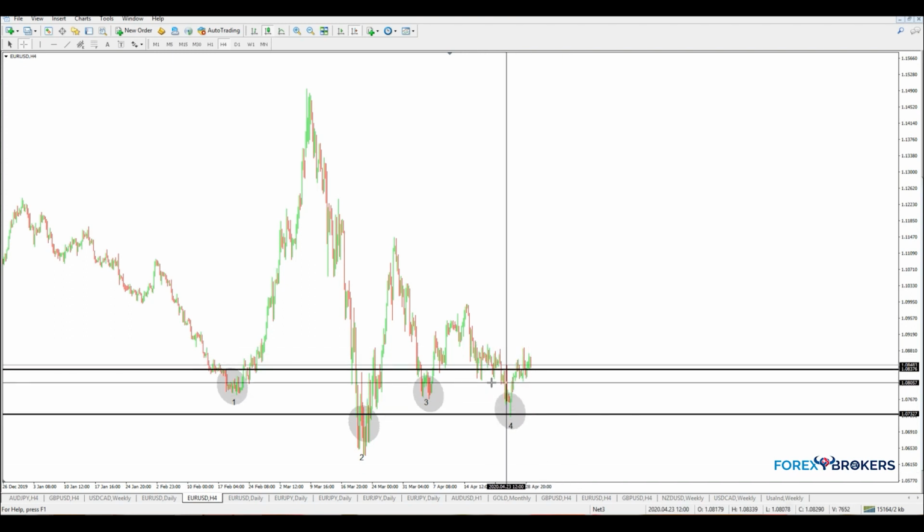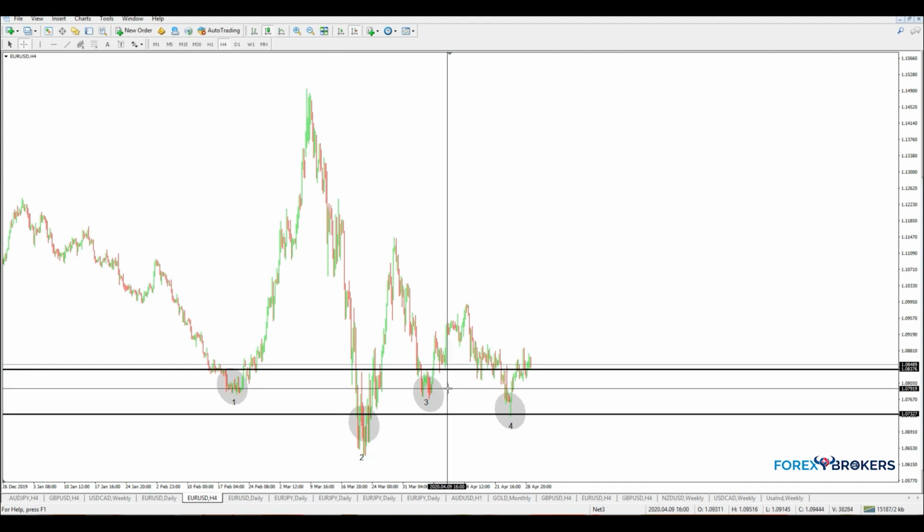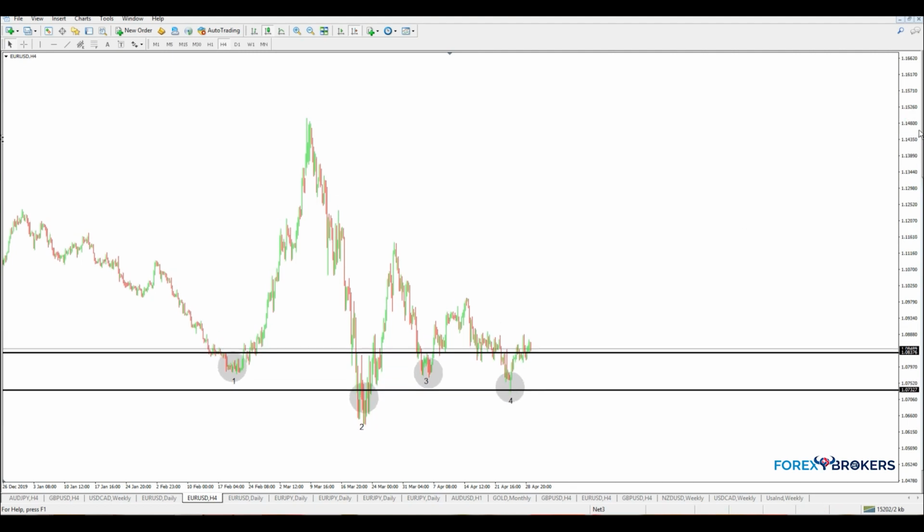But if it manages to hold this support area and to move higher, then the euro will most likely survive this test and will bounce higher. All because of an information that we have here, or a window that we have here for quite some time now, for 3 years to be more precise.